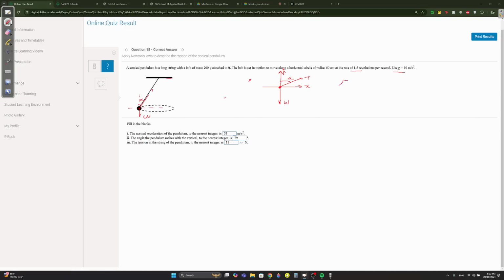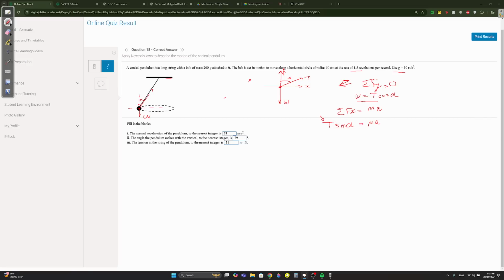Okay, sigma Fy is 0. So that means W is equal to the Y component of the tension, which is T cosine alpha. Also now, sigma Fx is equal to the mass times the acceleration. We only have one horizontal force here, and it will be the x component of the tension. So T sine alpha is equal to the mass times the acceleration.